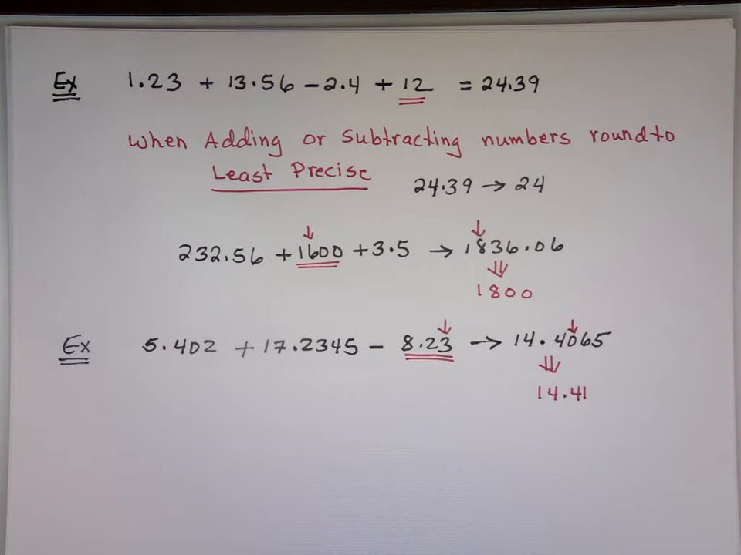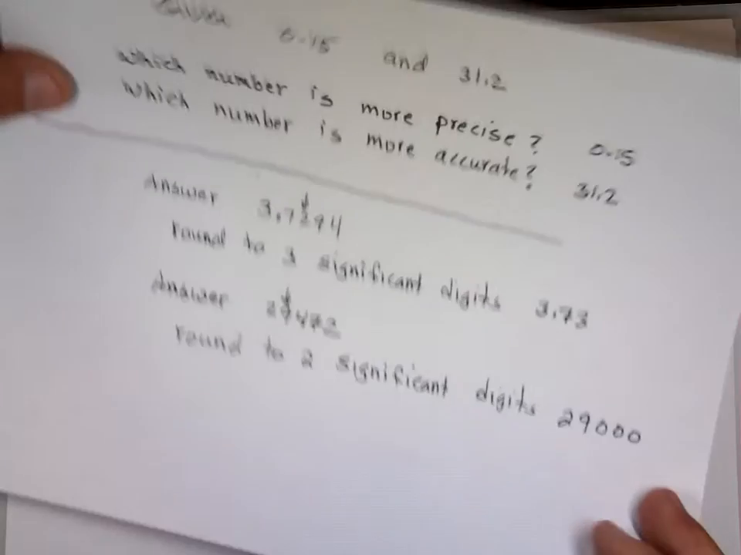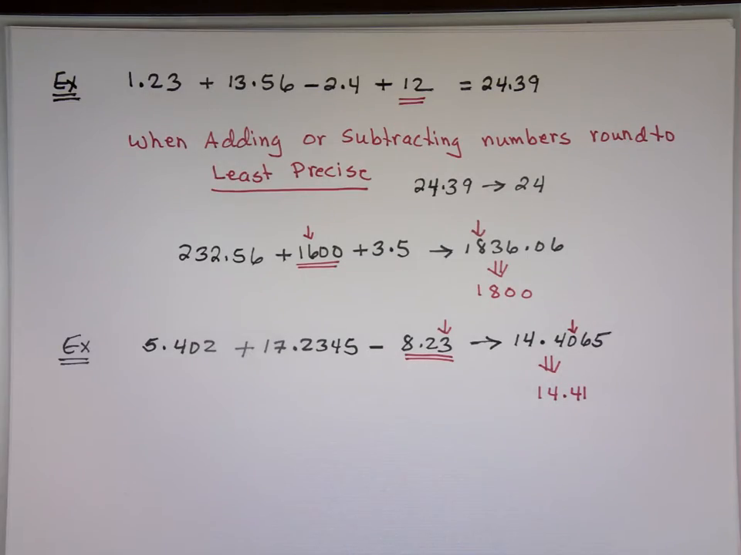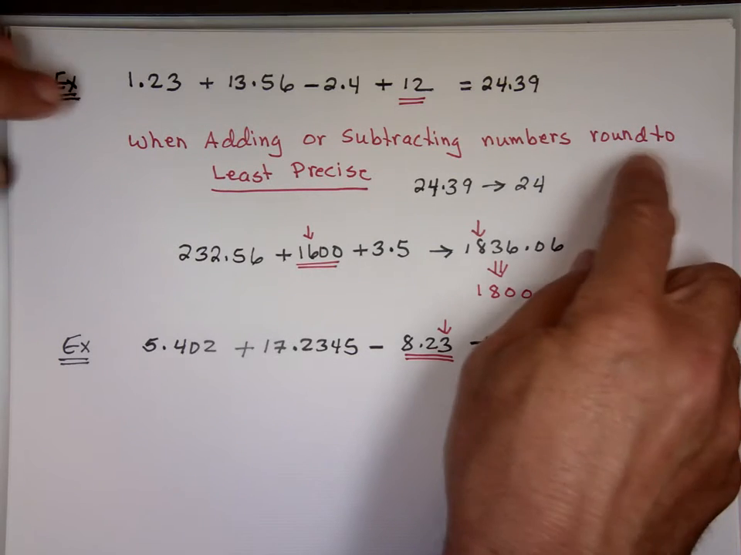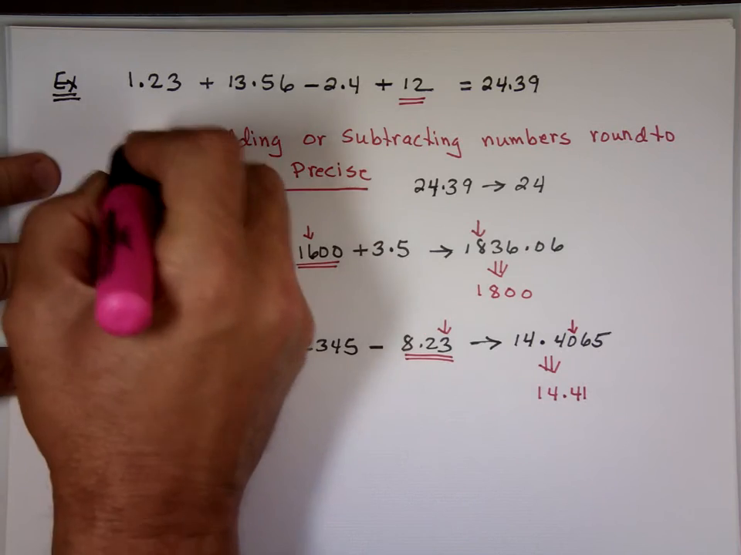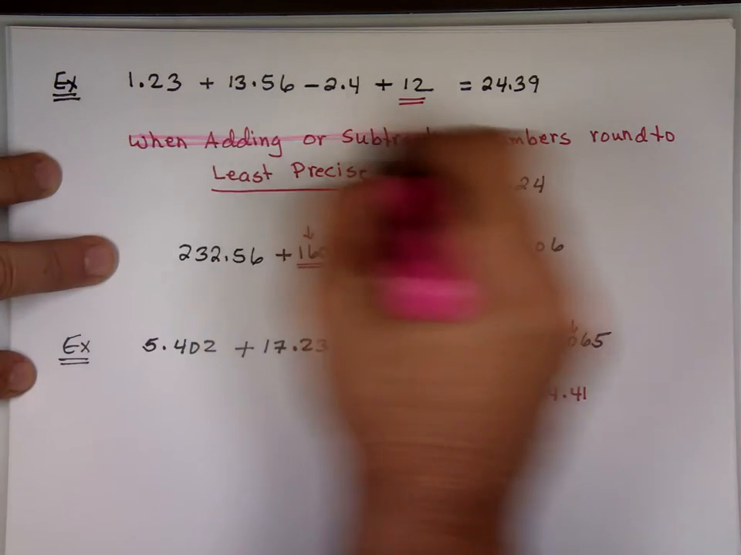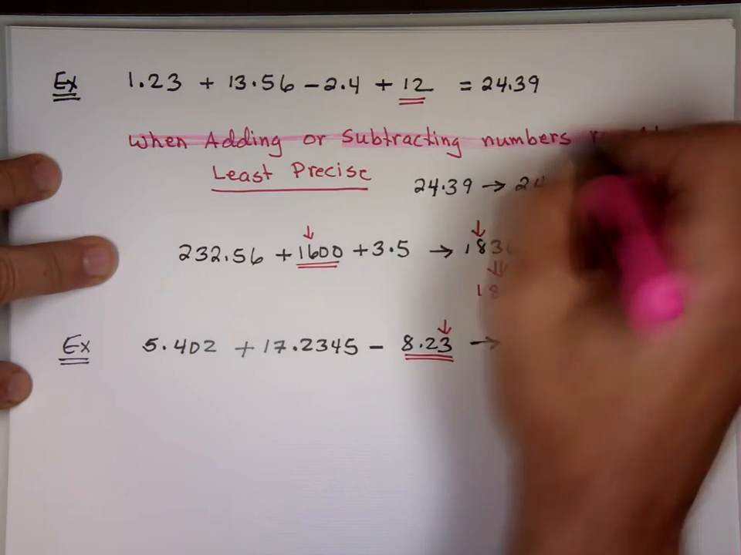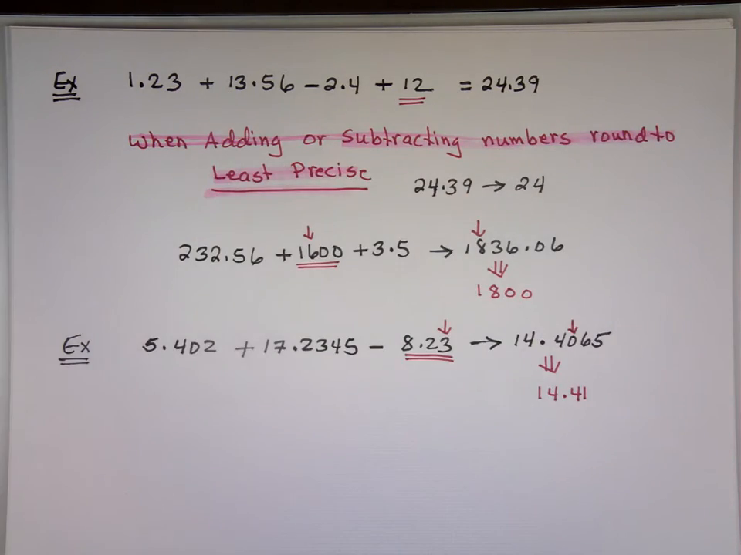So when you add and subtract, you always want to use what? When adding or subtracting numbers, round to the least precise. What about when you're multiplying or dividing?